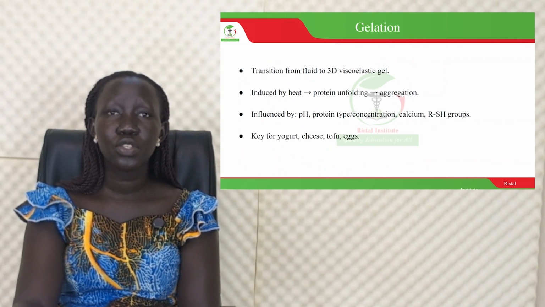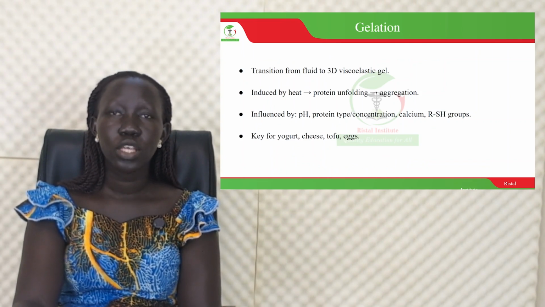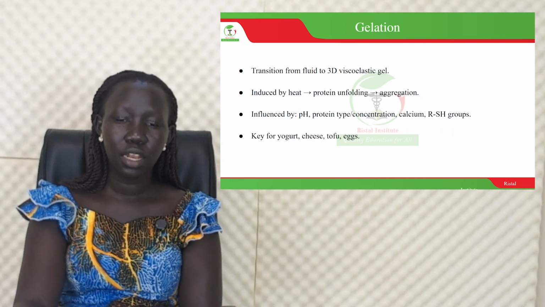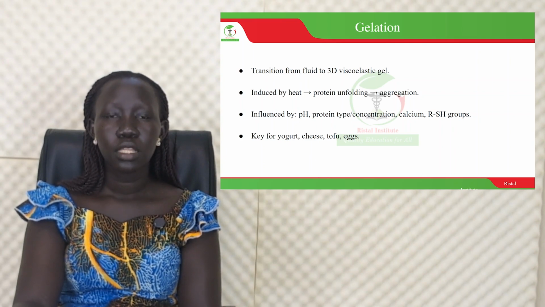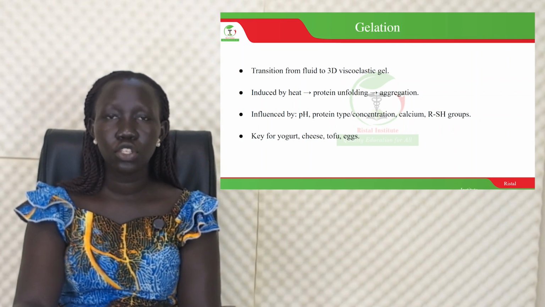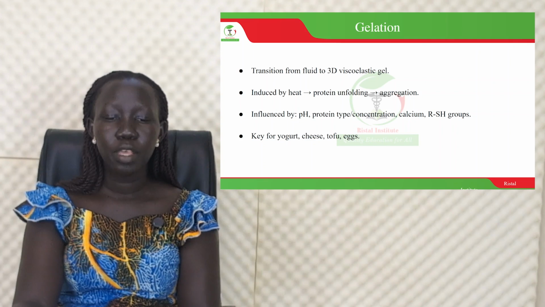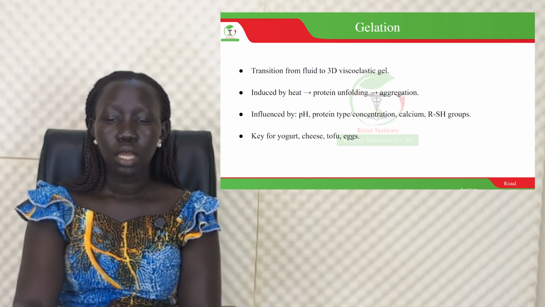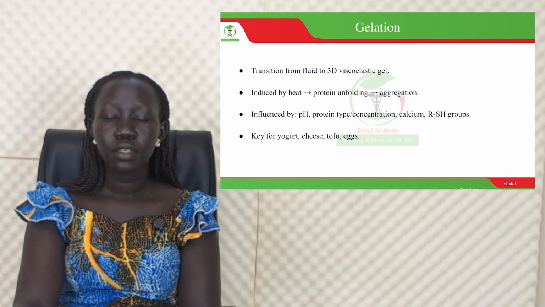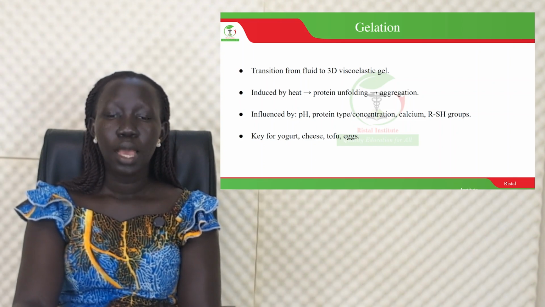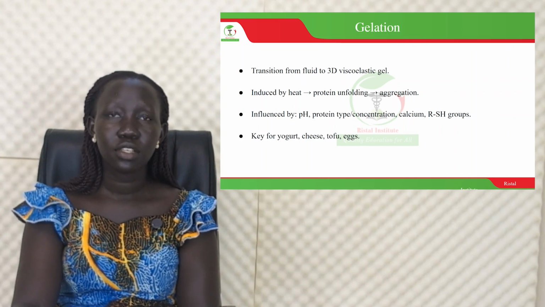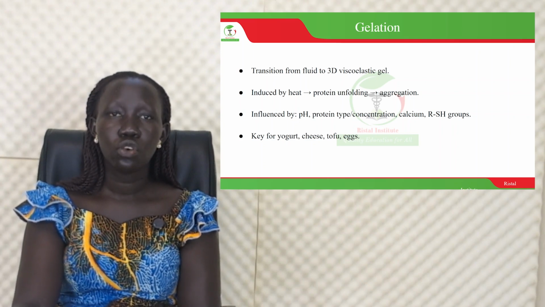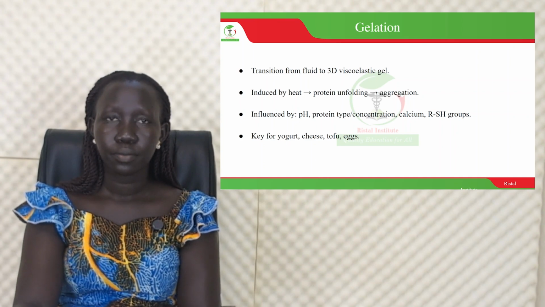Gelation basically refers to a transition from fluid to a 3D viscoelastic gel, and it can be induced by heating that leads to protein unfolding and eventually aggregation. It can be influenced by pH, protein type or concentration, calcium, and the -SH groups. And this is a key process that is used for processing products such as yogurt, cheese, tofu, and eggs.